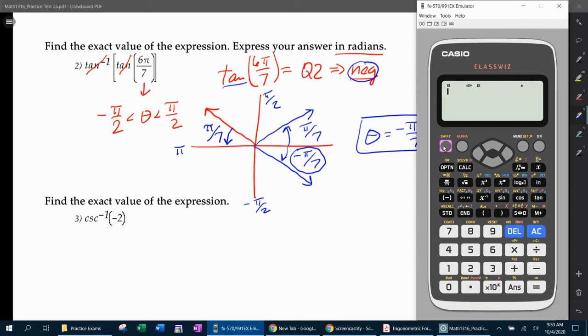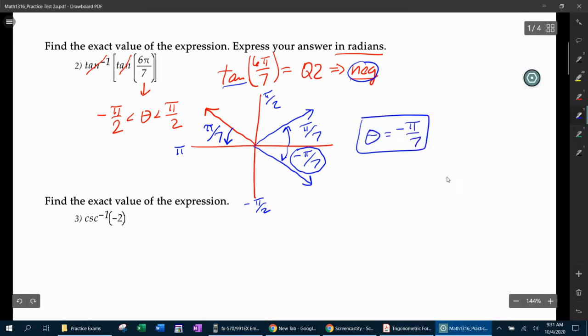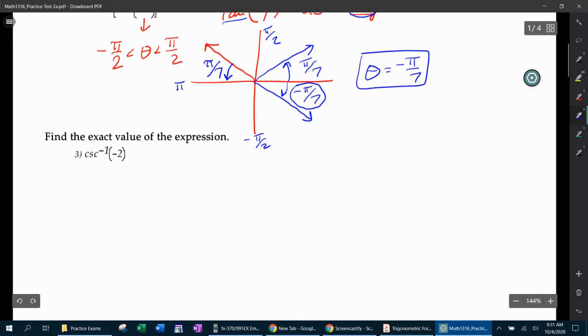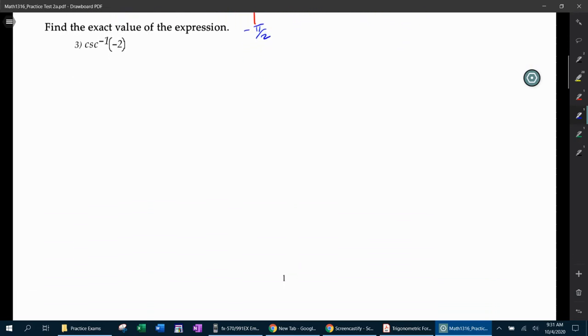And we're going to do the inverse tangent of the tangent of 6 pi over 7. Double close. Negative 1/7 pi, which is negative pi over 7. And so again, the calculator verifies that. And you're going to see real quick that a lot of these can be done just strictly with the calculator, but remember, you got to show your work to get credit. All right, just thought I'd throw that in there again.